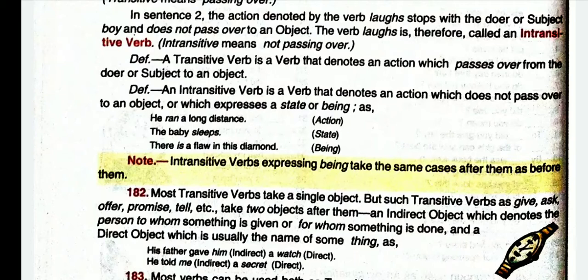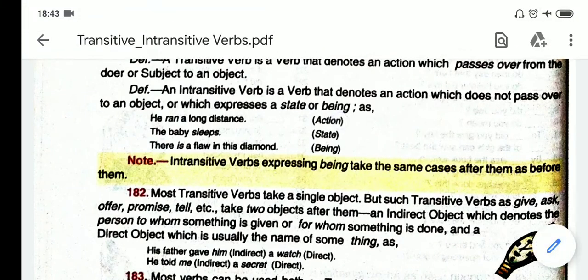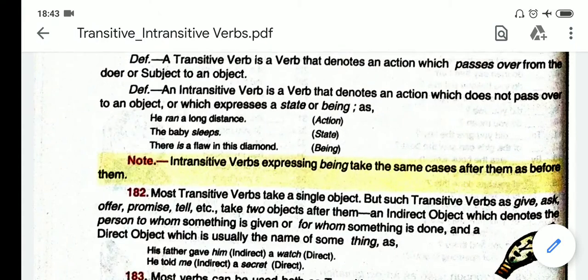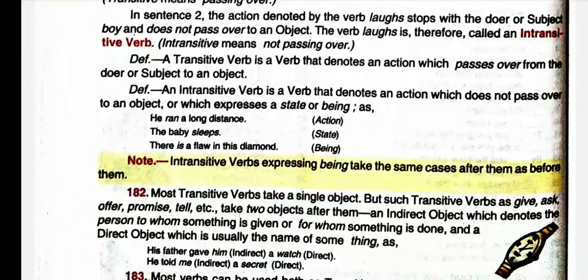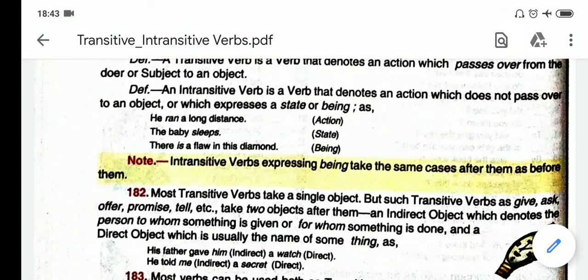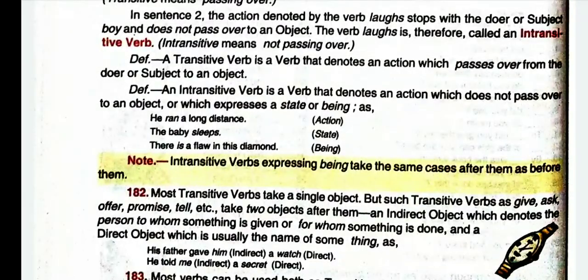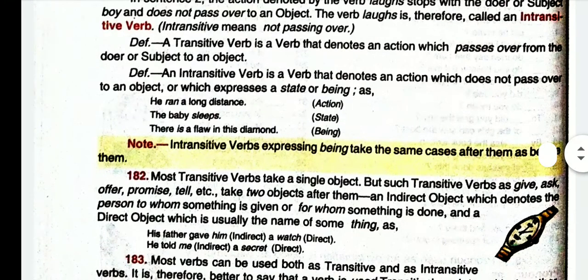Verbs have different functions. A verb denotes an action. It also gives us the state, and also the being. Like in: there is a flaw in this diamond. This is the case of being. What is the verb in this case? Is, and it is giving us the being of the diamond, that there is a flaw in the diamond. All these three sentences are intransitive because the action is not passing over from the subject to the object.